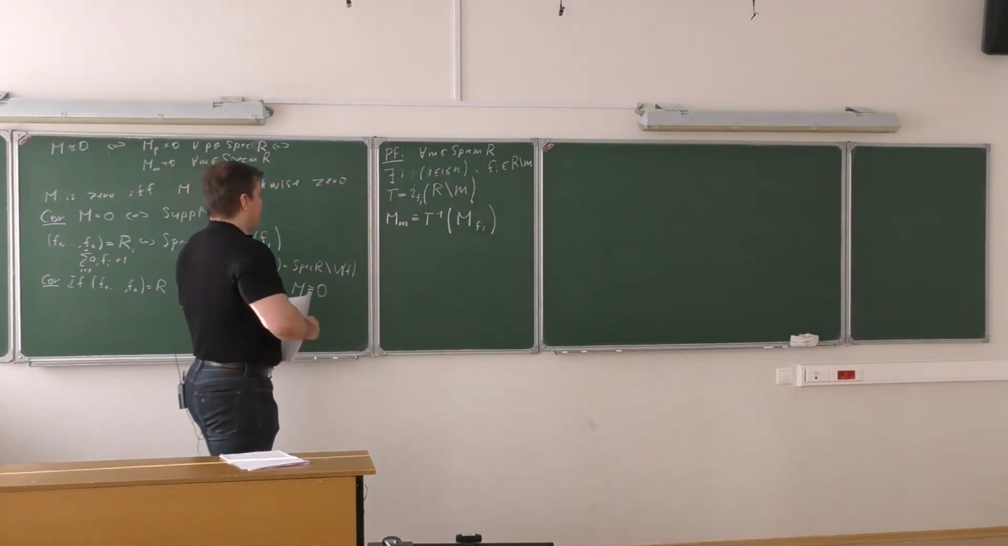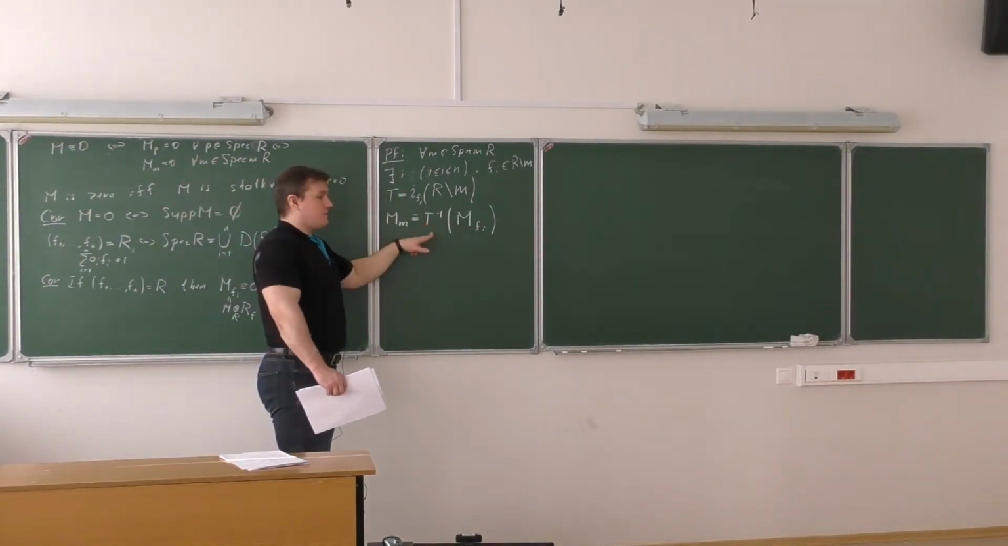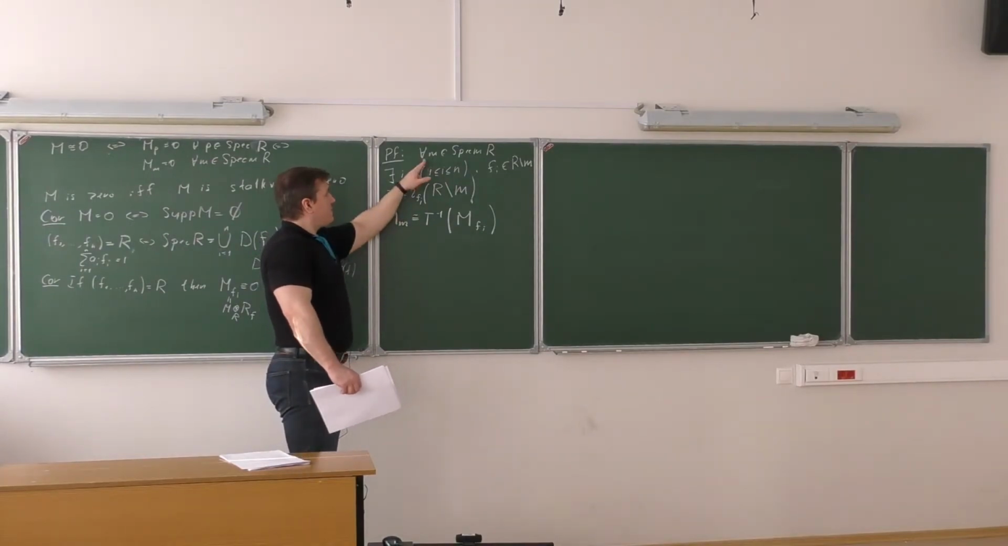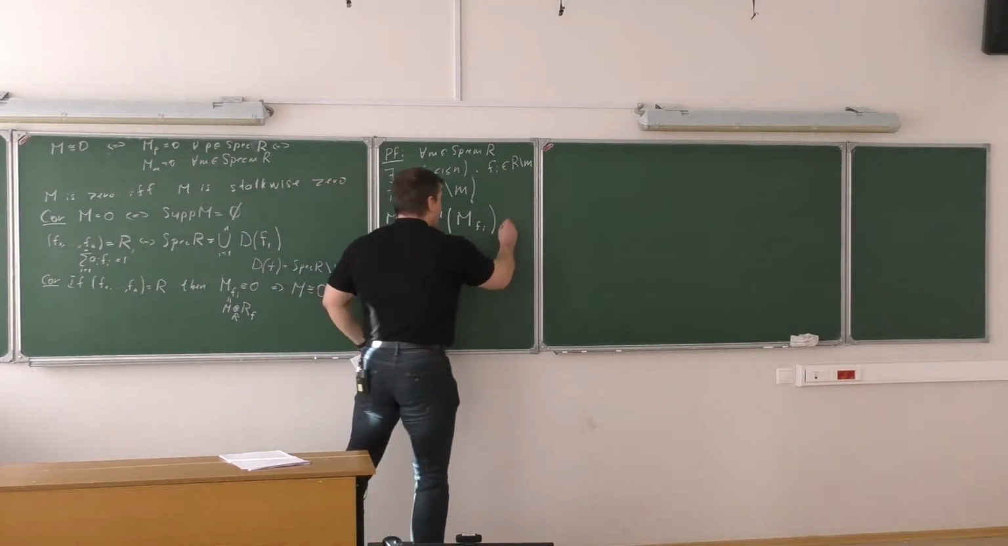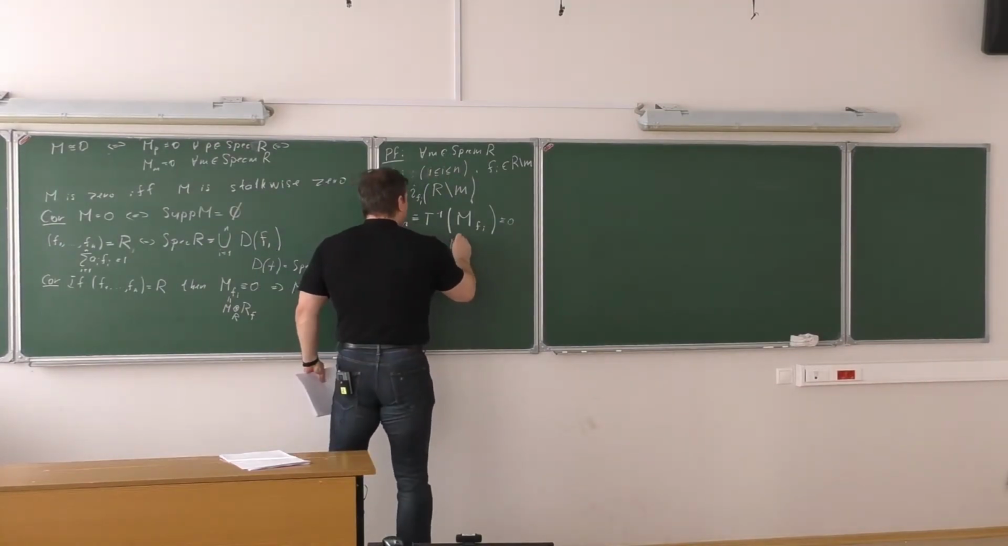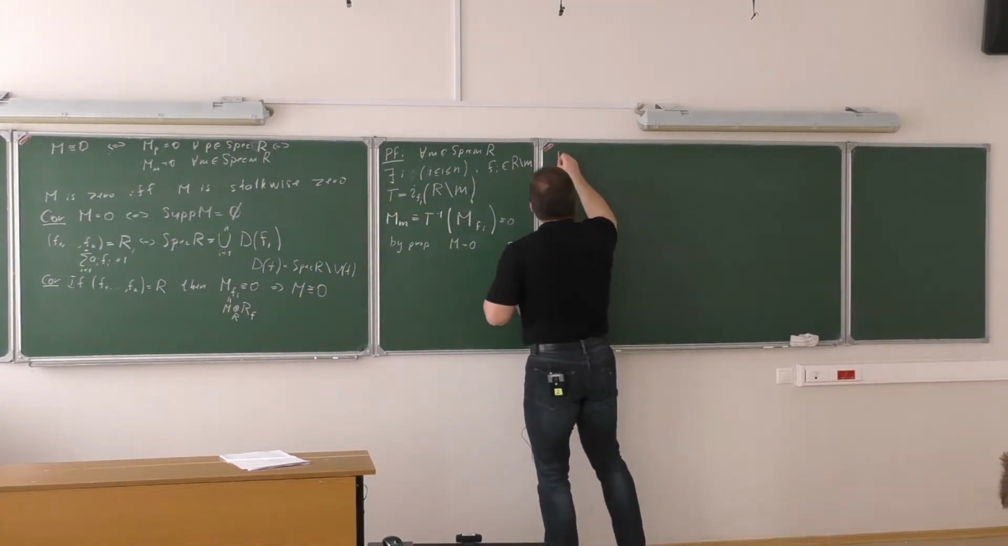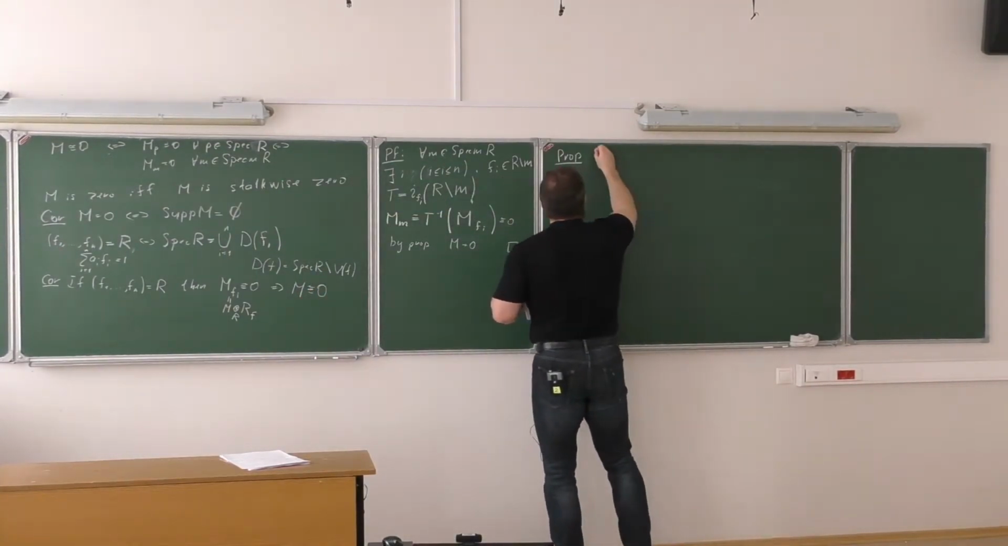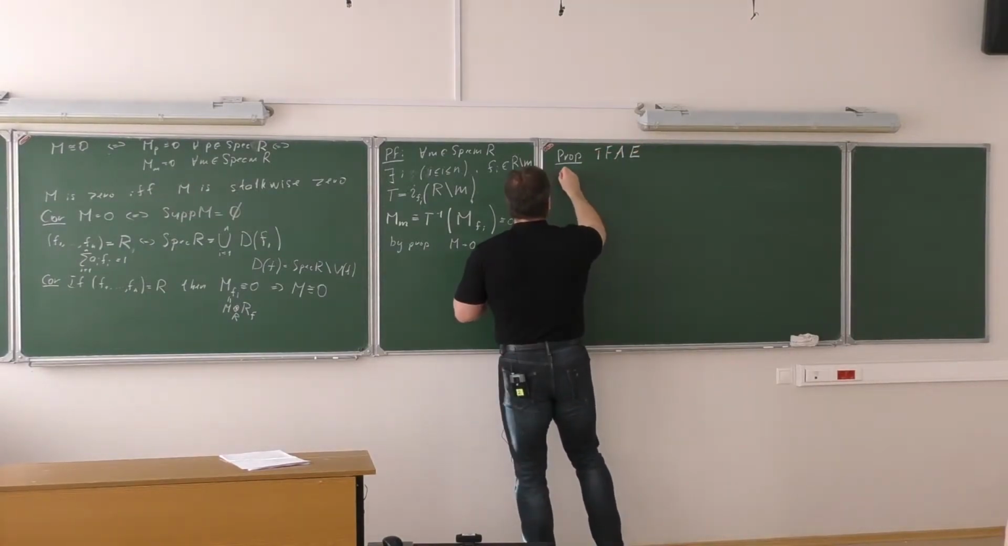Okay, but we know that this is 0, so this thing is 0. So for any maximal ideal, this localization is 0. By the proposition, the module is 0. This proposition is saying that you can check the following criteria. So the first property is that the sequence is exact.